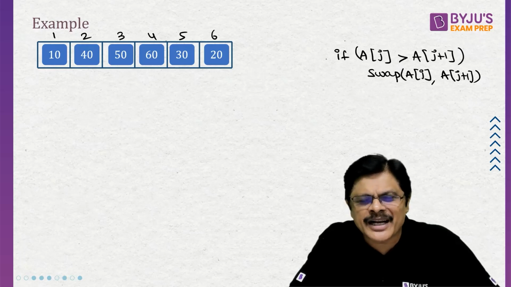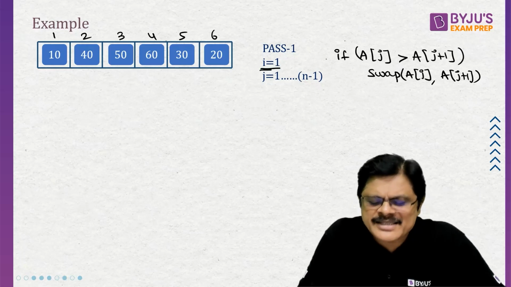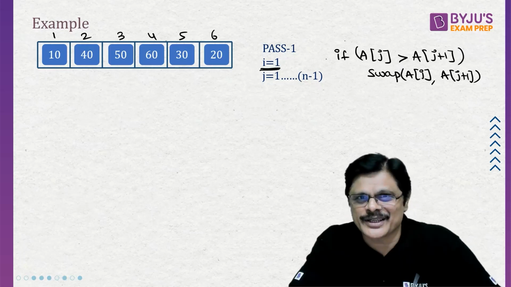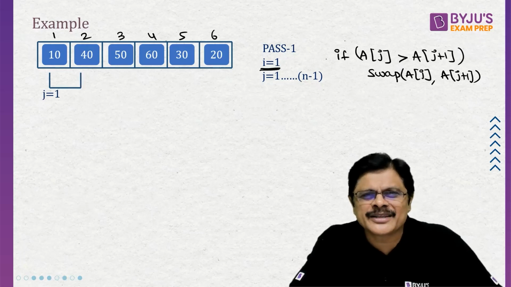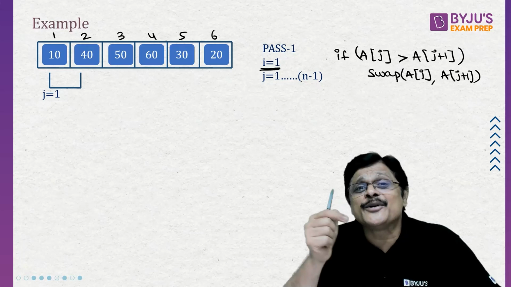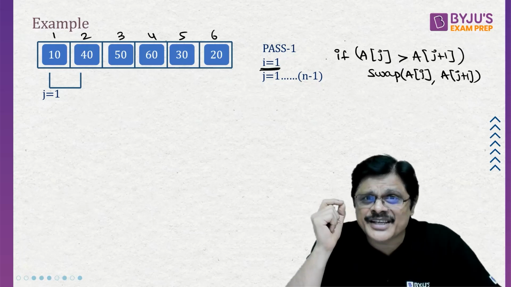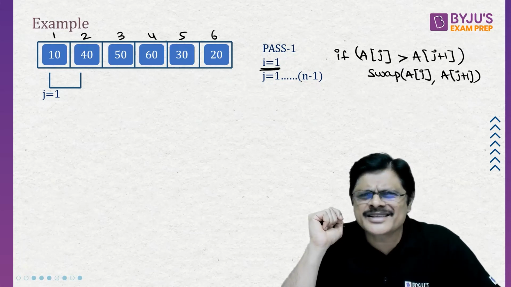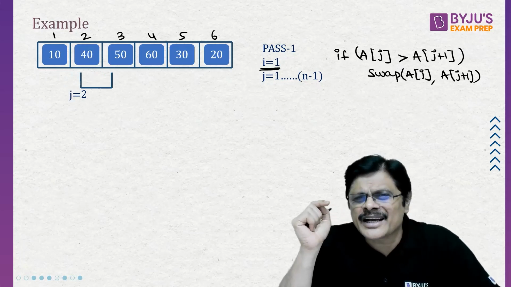We have this particular array of size 6. First pass. I will represent the pass number, my dear friends. i is equal to 1, that is, first pass. j varies from 1 to n minus 1. So j starts with 1, and the value at j is compared with the value at j plus 1. That is, 10 compared with 40. 10 is not larger than 40, so just increment j. Again, value at j compared with value at j plus 1. That is, 40 compared with 50.